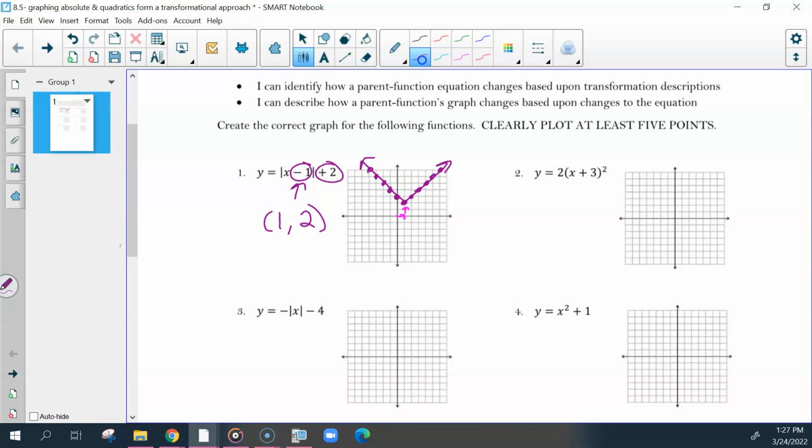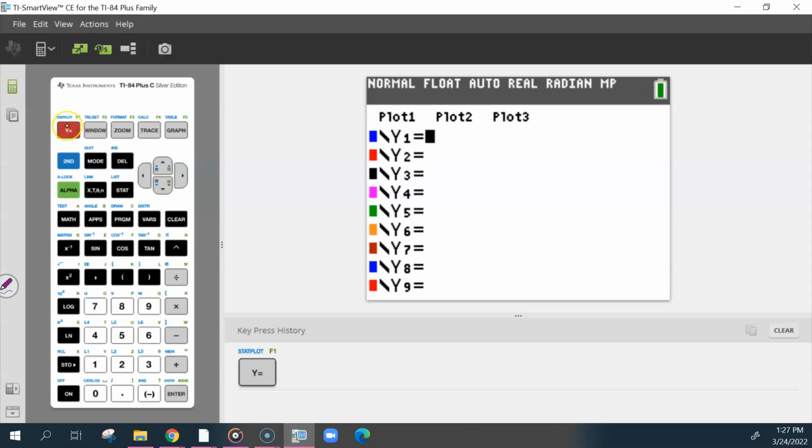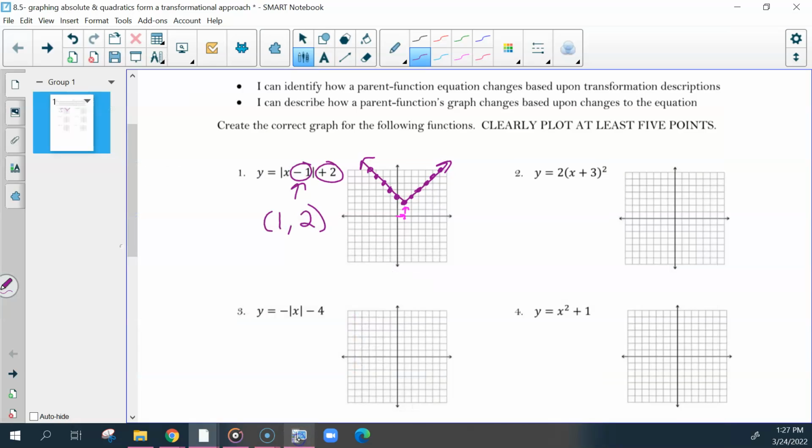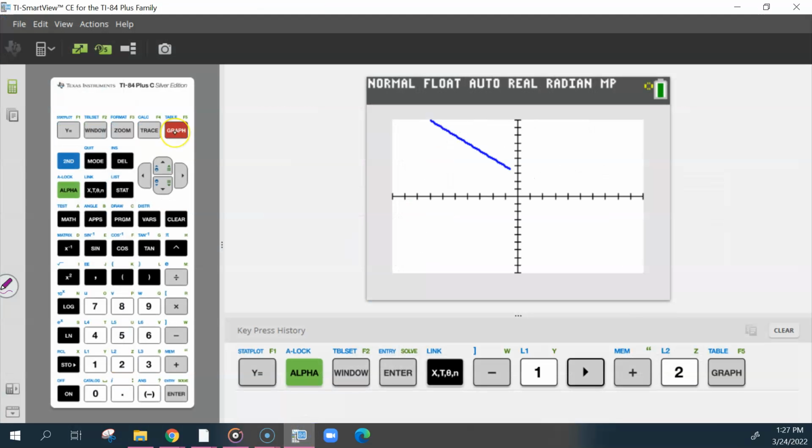So this should be my new function, and I can put this in just to double check. So y equals alpha window to get my absolute value, x minus 1 plus 2, I think that's what it was. Yeah. Can I graph it? And it looks like that.